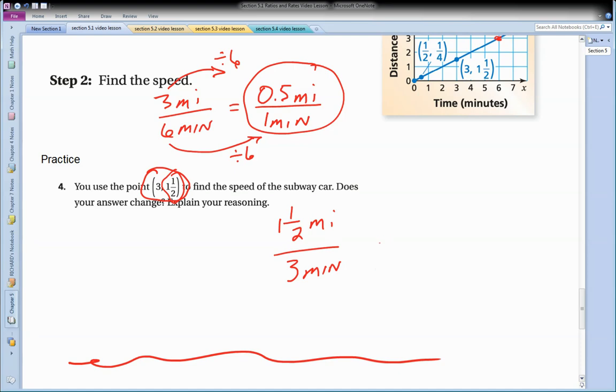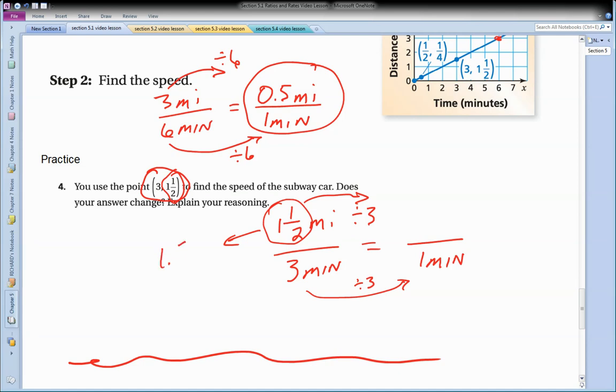Well, we can still find the unit rate. That's okay. Because if we find the unit rates, we can compare them with the unit rates that we found in step 2 and then example 1. So let's divide this by 3. That gives me my denominator, 1 minute. So I need to divide 1.5 by 3. And you can put that in your calculator. So 1.5 divided by 3 still gives us 0.5 miles.